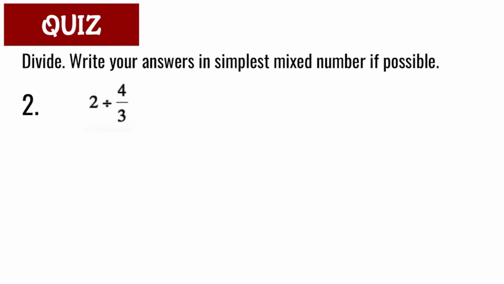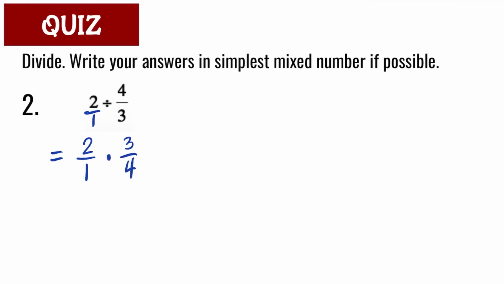Question number 2. 2 divided by 4/3. This problem is the same thing as 2 over 1 divided by 4/3. Step 1 is to change this into a multiplication problem using KCF. Keep the first fraction as 2 over 1. We change division to times. And we flip the fraction 4/3 as 3 over 4.